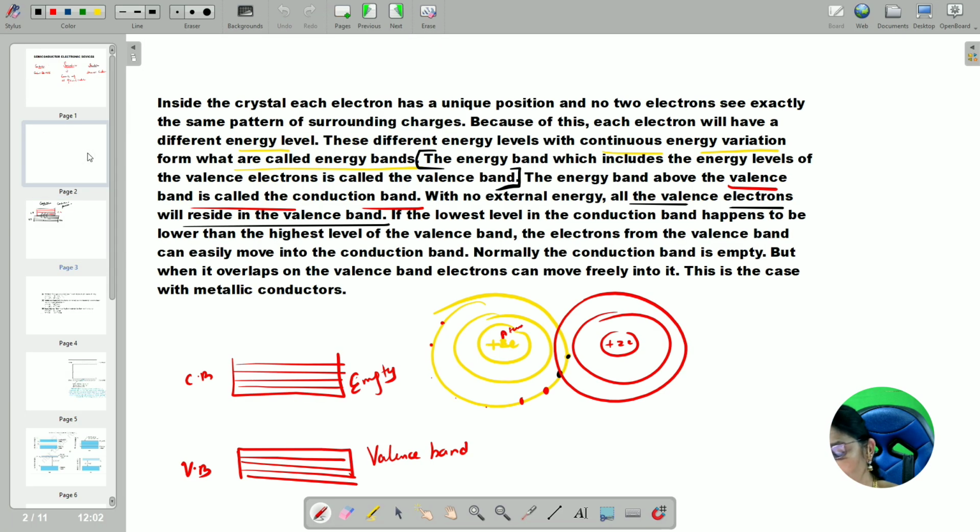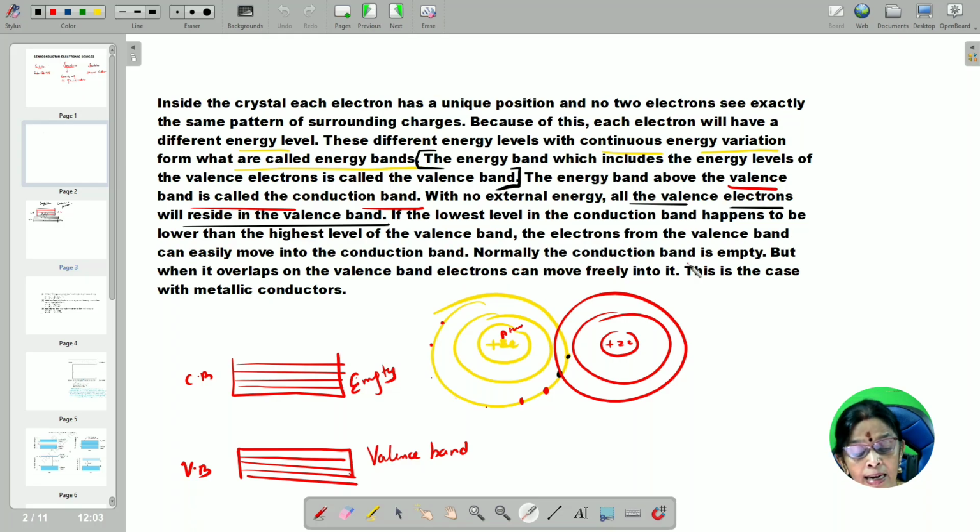But what is the valence band? The energy band which includes the energy levels of the valence electron is called the valence band, the group of energy levels of the valence electrons. The energy band just above the valence band is called the conduction band. With no external energy, all the valence electrons will reside in the valence band itself. If the lowest level in the conduction band happens to be lower than the highest level of the valence band, that means they overlap. If the valence band and conduction band overlap, the electrons from the valence band can easily move into the conduction band.